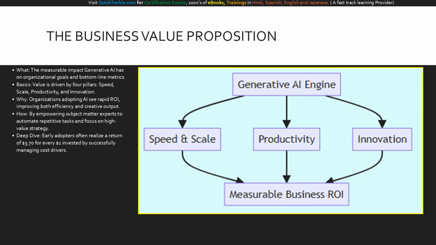Now that we understand the what, let's talk about the why. Identifying when generative AI provides business value is about recognizing its core drivers: speed, scale, productivity, and innovation. Why should you care? Because organizations embracing these tools are seeing significant ROI, sometimes up to $3.70 for every dollar invested. How does it deliver this?